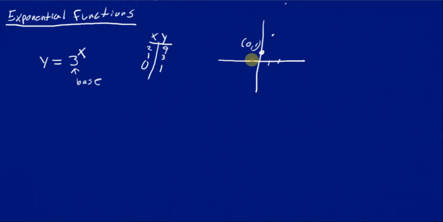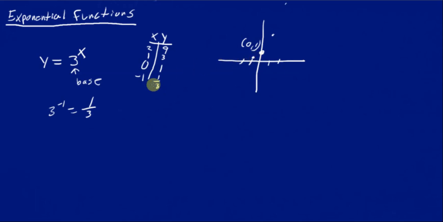So let's come back the other way and put in a negative 1. Well, now we got to remember, okay, well, 3 to the negative 1. What does that mean? Well, that means 1 over a positive 3. So that's 1/3. So I'm coming down this way. So I'm only up 1/3.